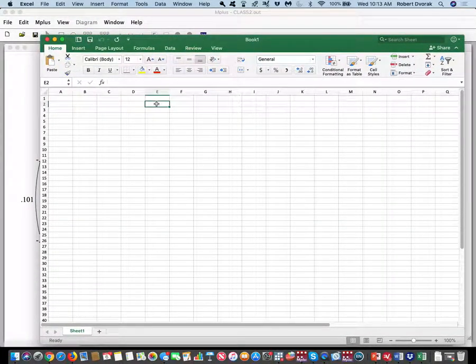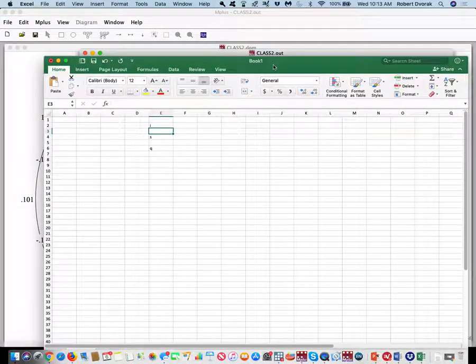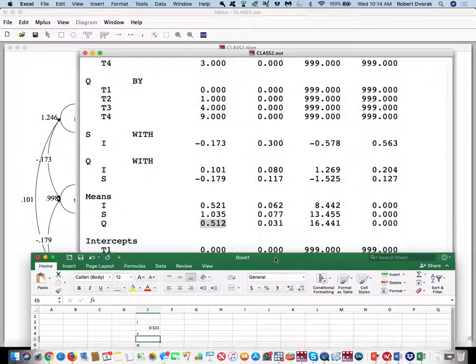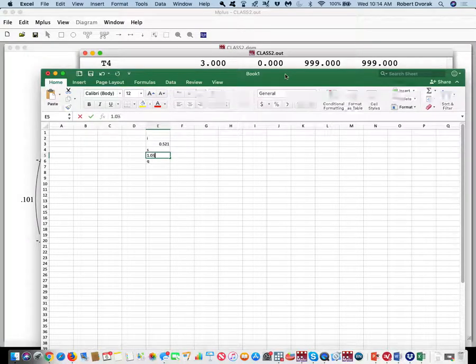So we have ISQ, and I was what? 0.521. What was S? Can somebody just look and tell me on your screen? 1 point what? Nobody wants to tell me? Fine. 1.035. Oh, you guys didn't get a chance to get it all plugged in? I'm sorry, we'll go back to that. All right.